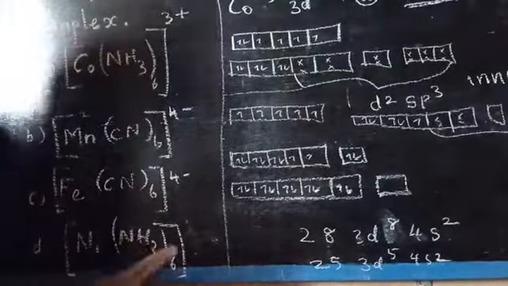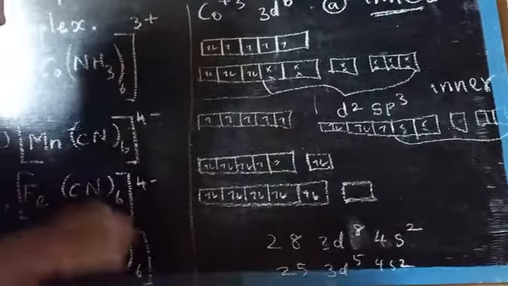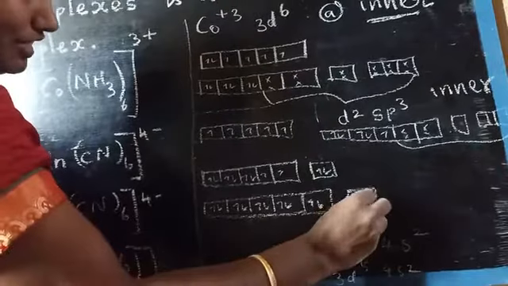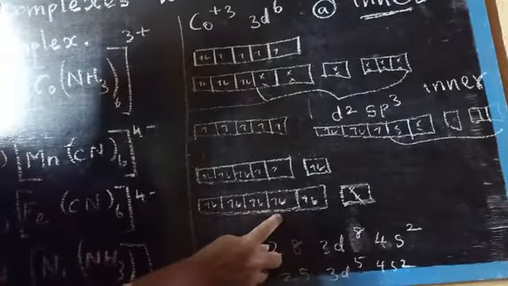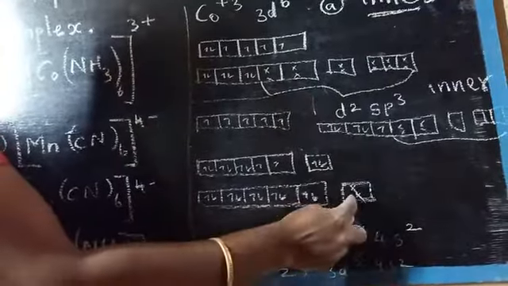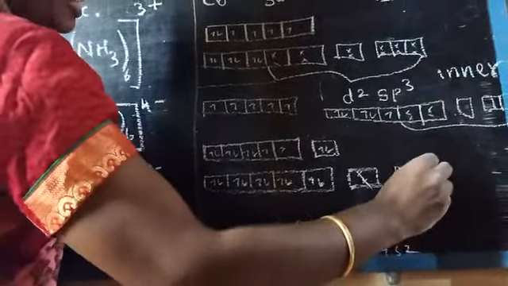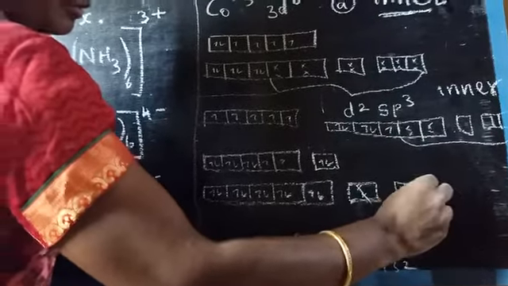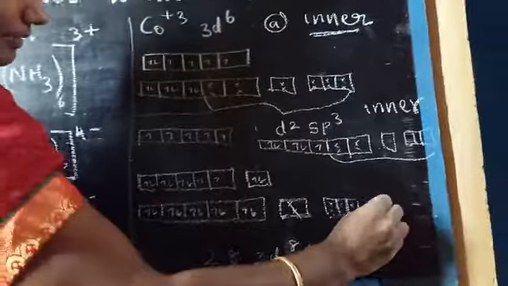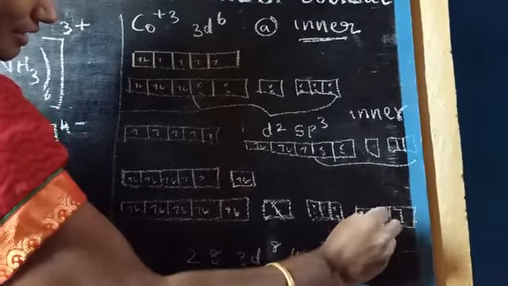Here the ligand is 6 in number. Okay, so now the NH3 ligand electrons enter here from the s orbital, not in the d orbital, children, so it is outer. So now electrons enter from the s orbital. So next p3. Okay, here p orbital 3. Next d orbital, here as well as here.